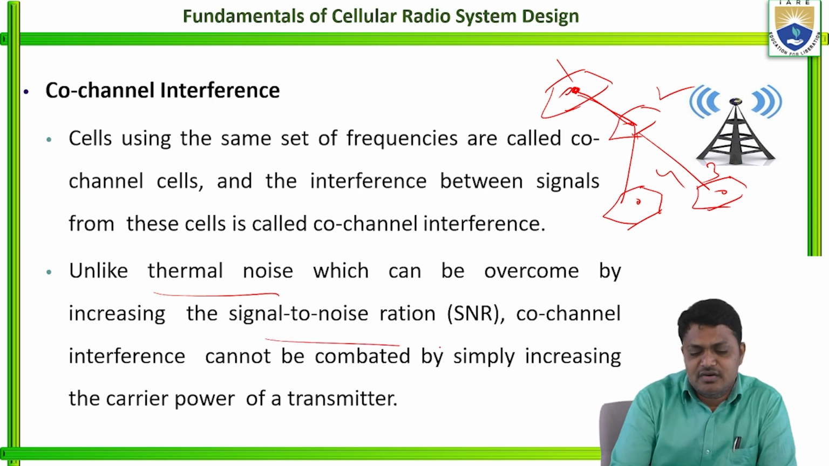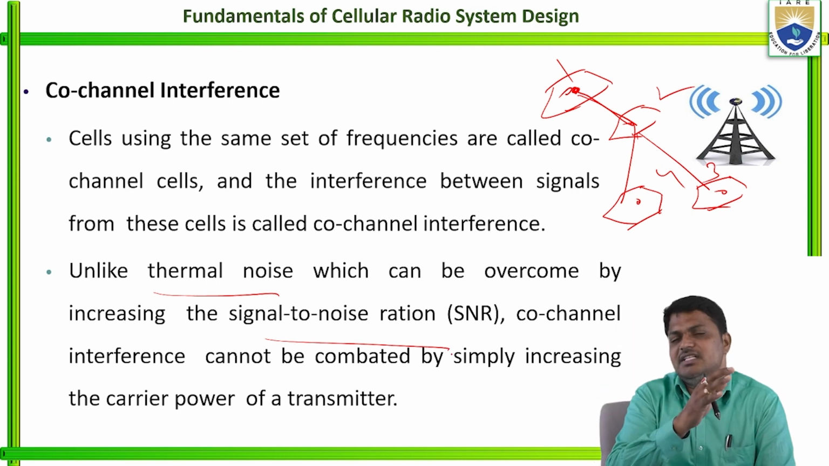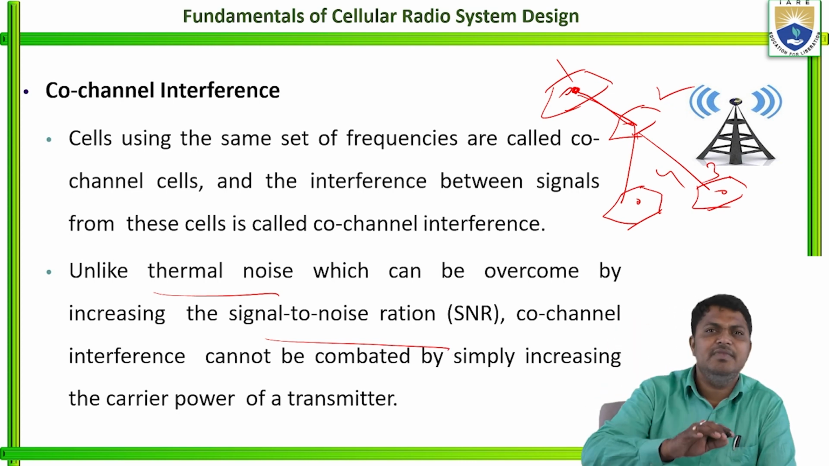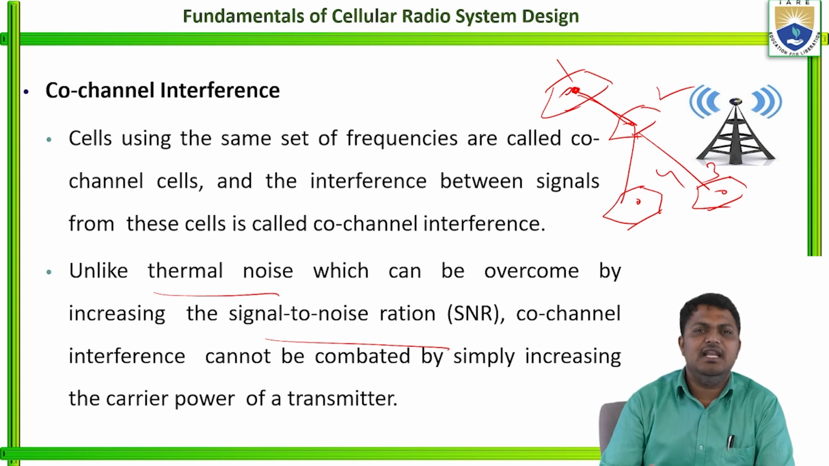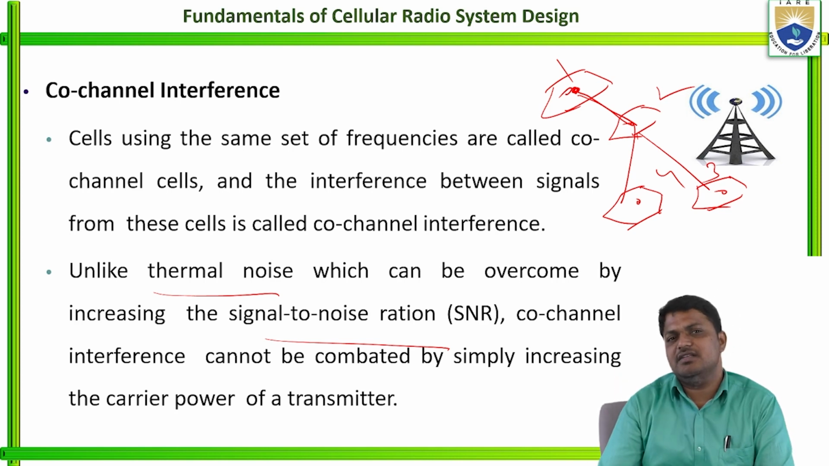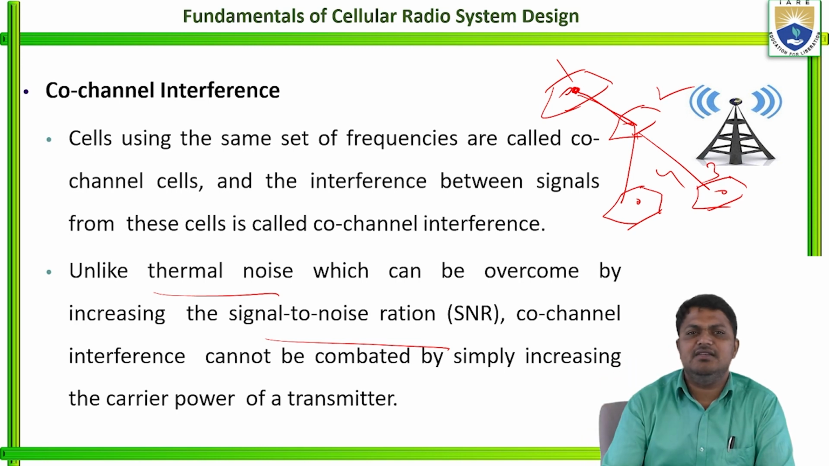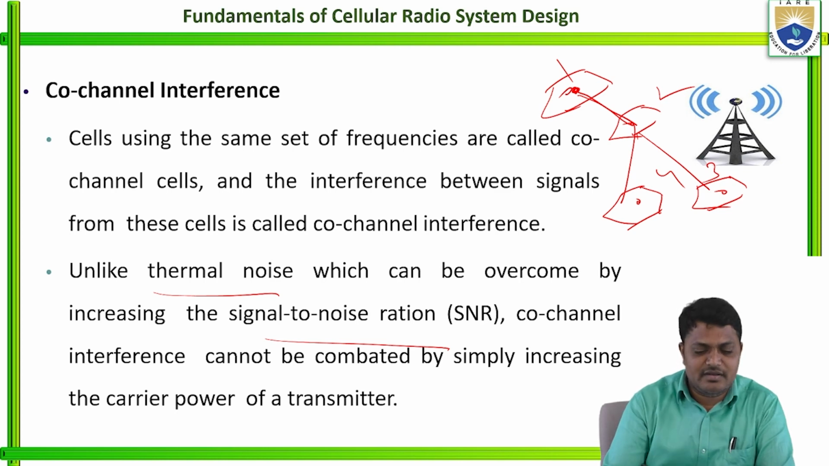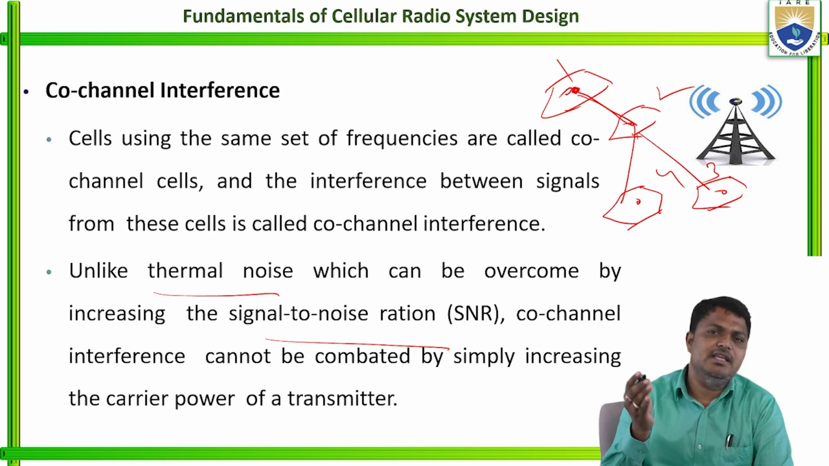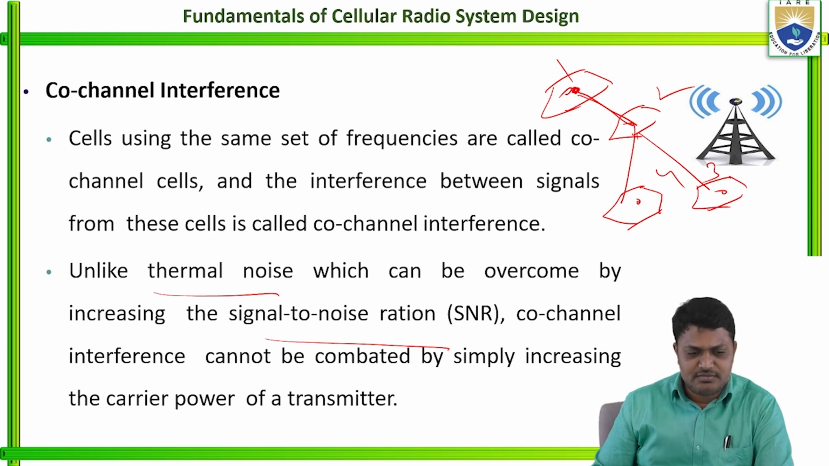So here, when we are changing the value of signal to noise ratio, then the thermal noise will be reduced and the co-channel interference can also be reduced. So to reduce the co-channel interference, we have to reduce the signal to noise ratio. When we are reducing the signal to noise ratio, then automatically the thermal noise will be reduced. So this is the co-channel reduction factor. How to decrease the co-channel interference? This is one of the factors.